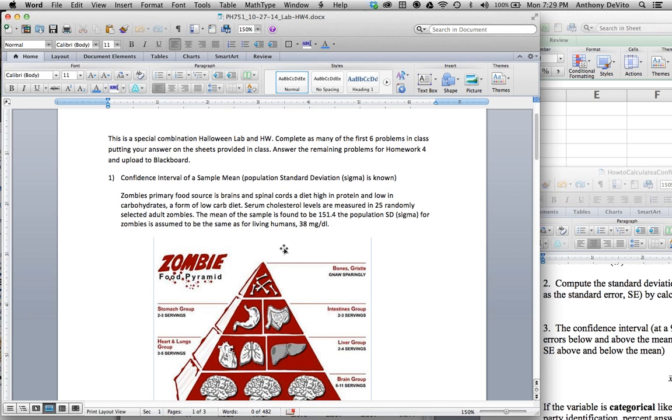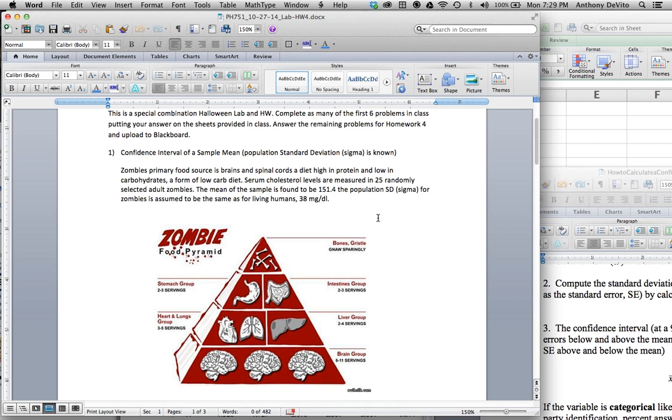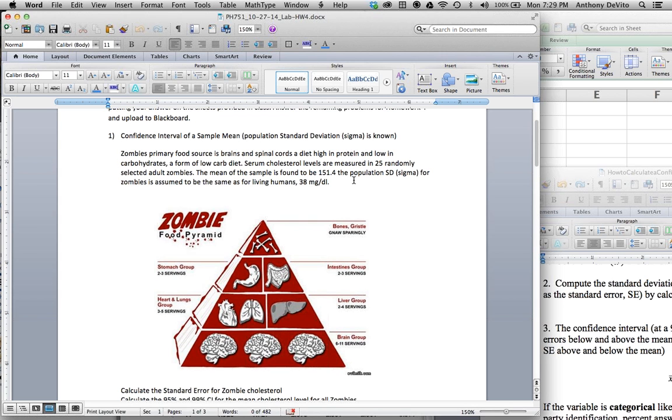Confidence interval of a sample mean, population sigma known. Zombies' primary food source is brains and spinal cords, a diet high in protein and low in carbohydrates, a form of a low-carb diet. Serum cholesterol levels are measured in 25 randomly selected adult zombies. The sample mean is found to be 151.4. The population standard deviation, sigma, for zombies is assumed to be the same as for living humans, 38 milligrams per deciliter.